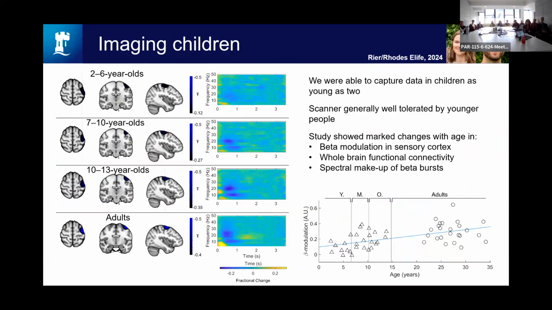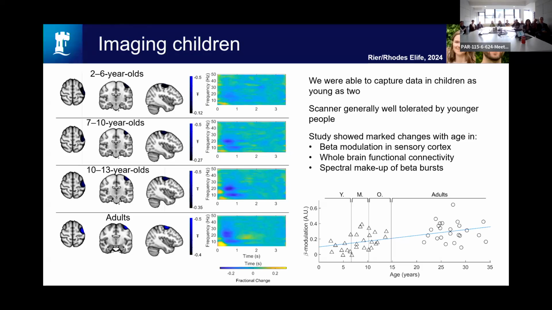This is what we get if we look at the different age groups. So 2 to 6 year olds, 7 to 10 year olds, 10 to 13, and then the adults. And again, you can see these beta effects slowly build up over time to the classic adult response. And if you plot that on an individual subject basis, you can see quite nice changes. There's nothing new there. We knew that that was going to happen, but we did the study to validate the technology. So can we see an effect that we know we should expect?